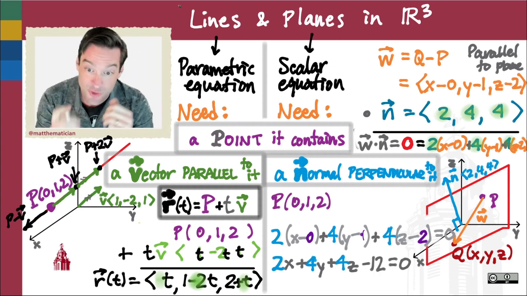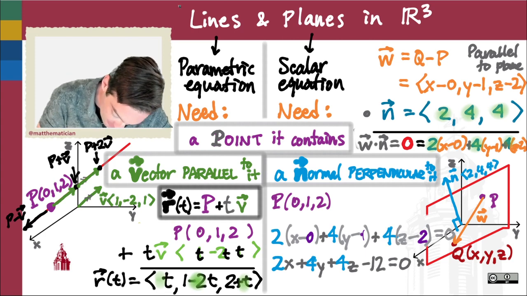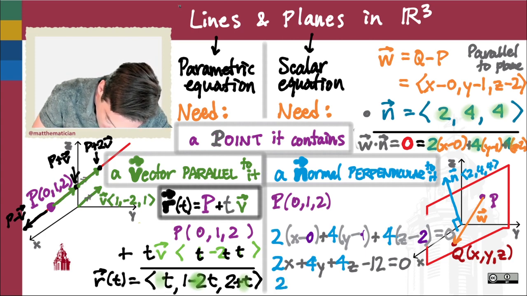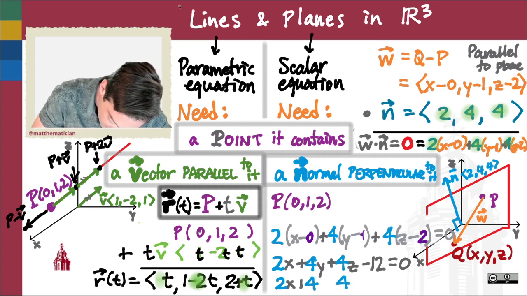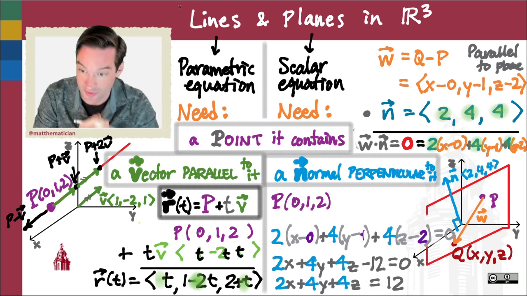And then I'll add 12 to both sides. And this tends to be the format in which we most often meet the equation for a plane. It'll just be some linear function of x, y, and z on the left-hand side, in this example 2x plus 4y plus 4z, and the right-hand side is just going to be a constant. In this case, it would be 12.